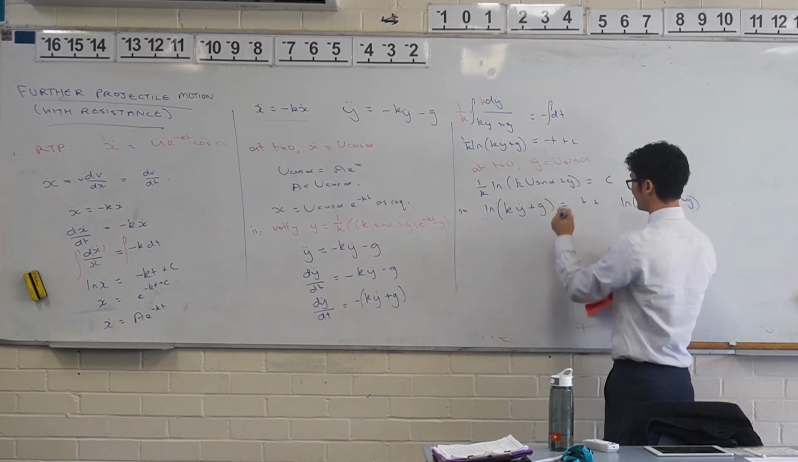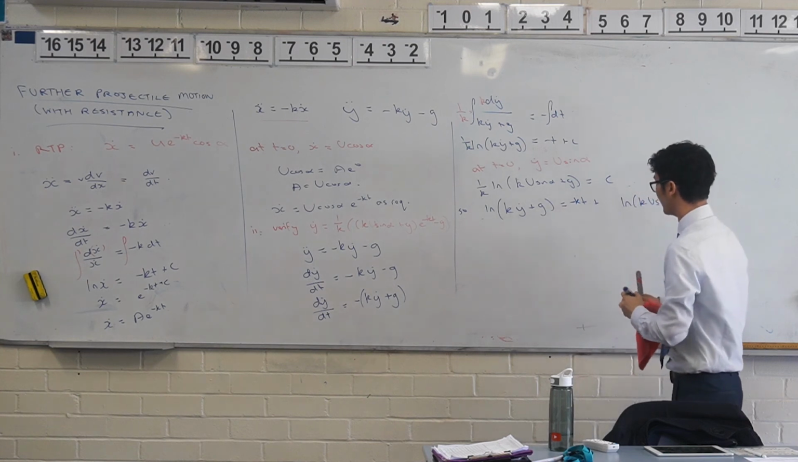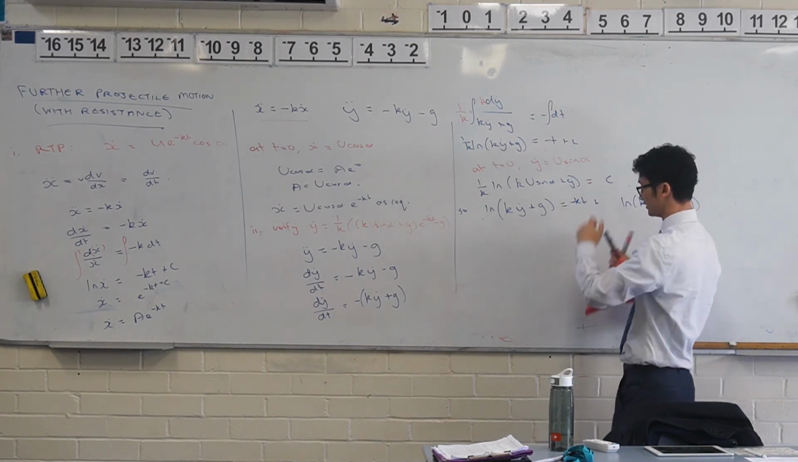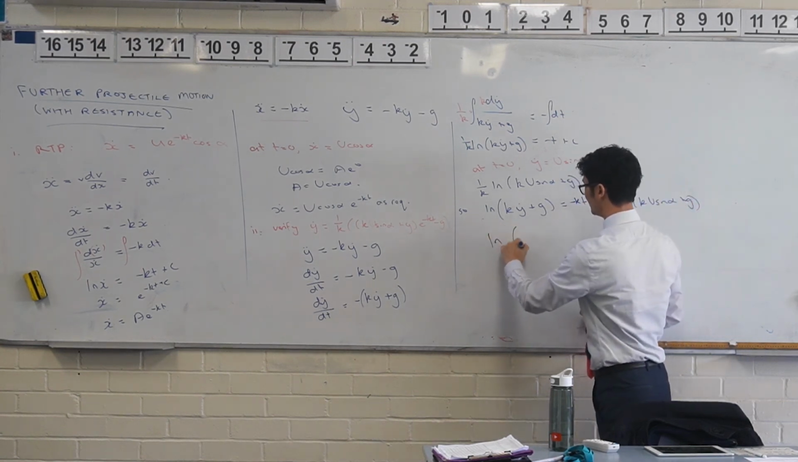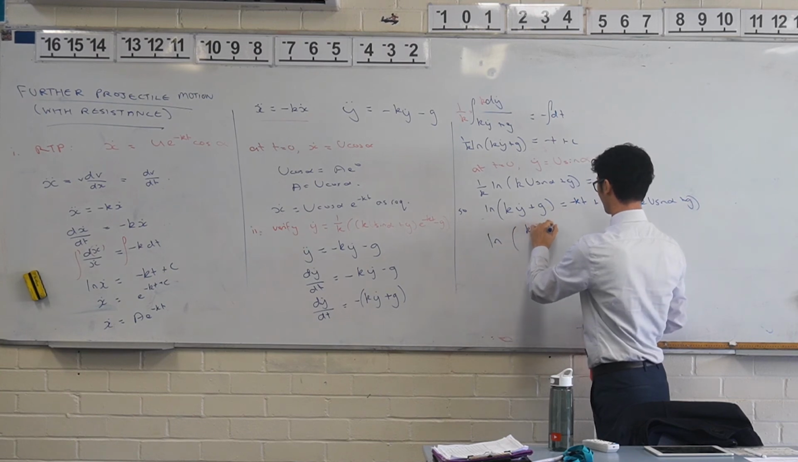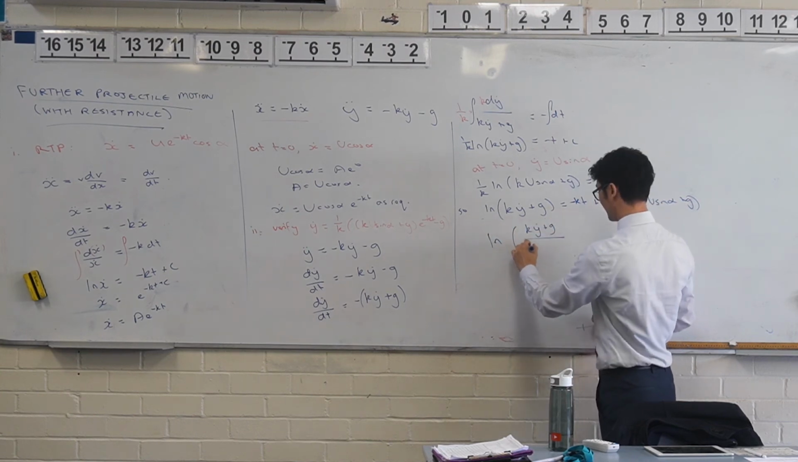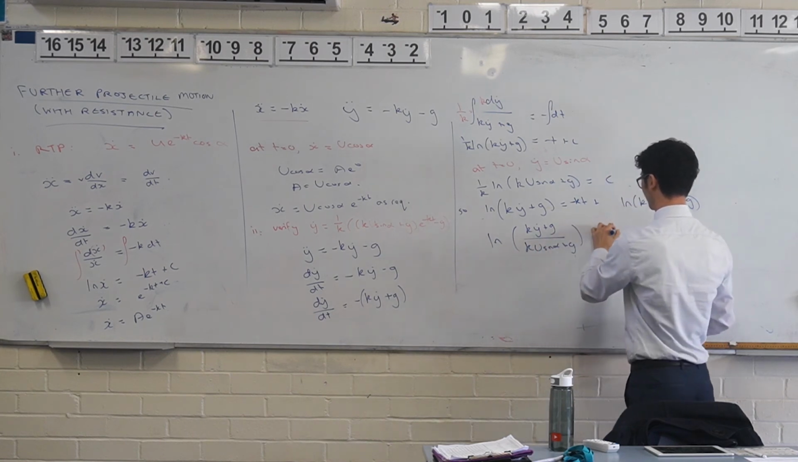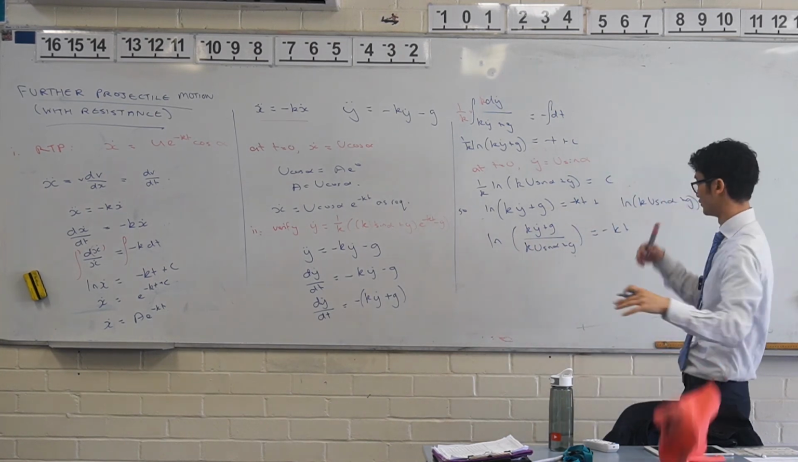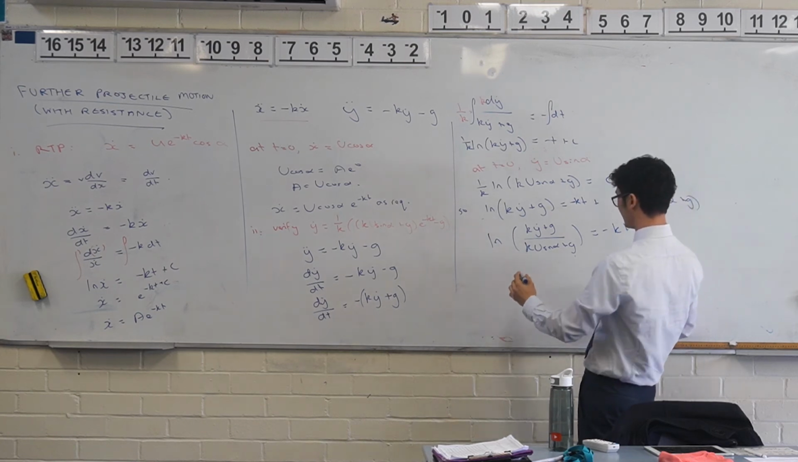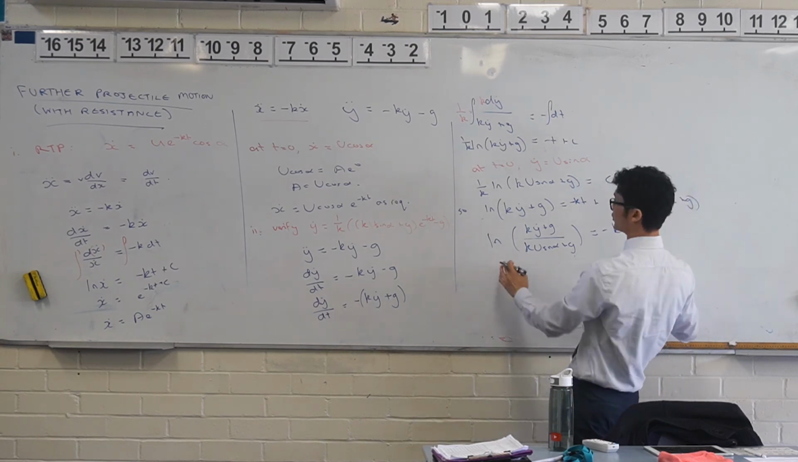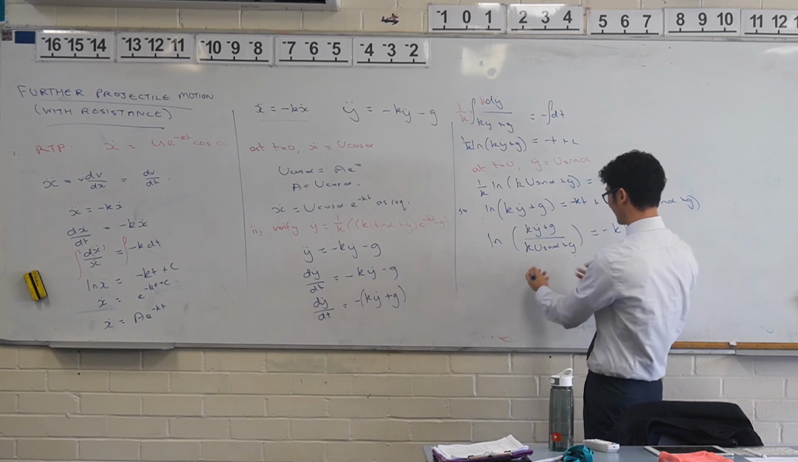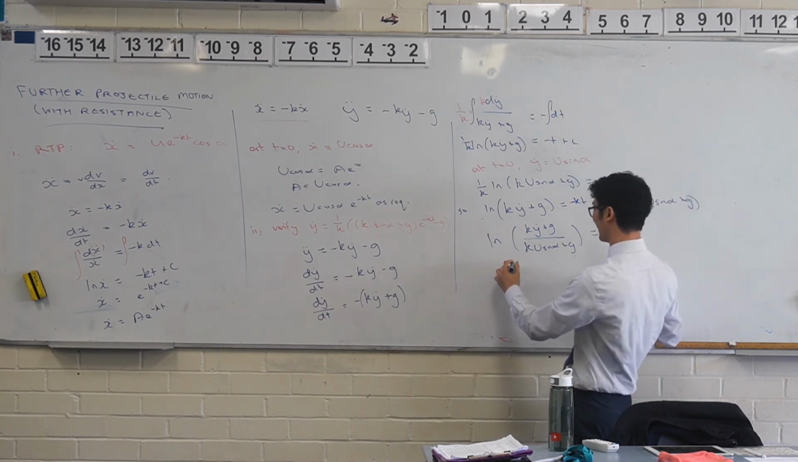Both sides by k, so minus kt. And then you want to do that log subtraction rule. So (k y dot plus g) all over (k u sine alpha plus g). And then you can use your exponentials, because you want to get rid of this. What are we trying to get? We're trying to get y dot equal to that, right? So this is not quite there.